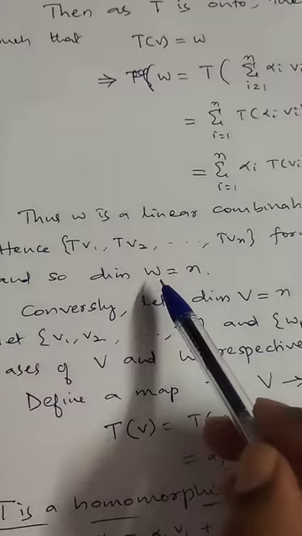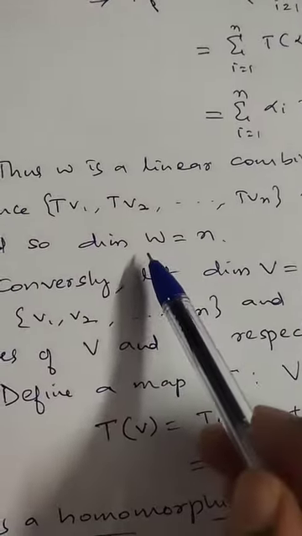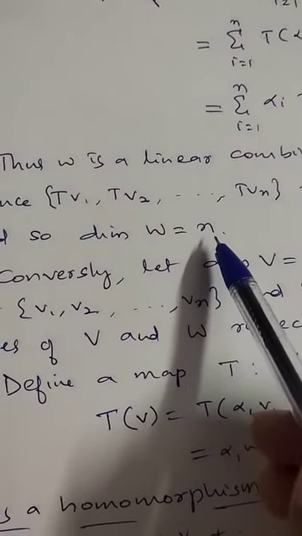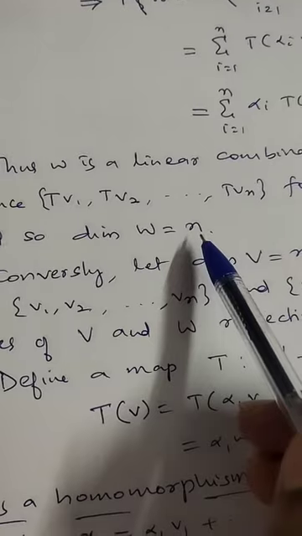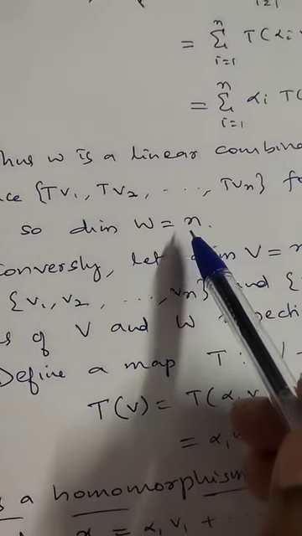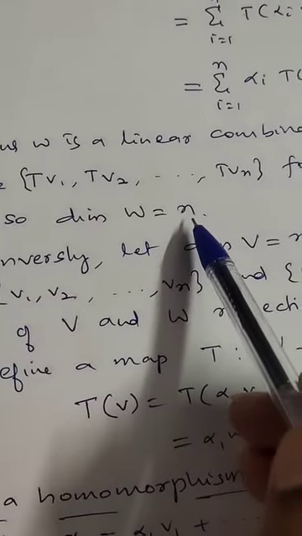If they form a basis of W, what does that mean? Since there are n elements, the dimension of W is also n. So what have we assumed? We have assumed that V and W are isomorphic, and we have shown that the dimension of V and the dimension of W are the same, which is n.